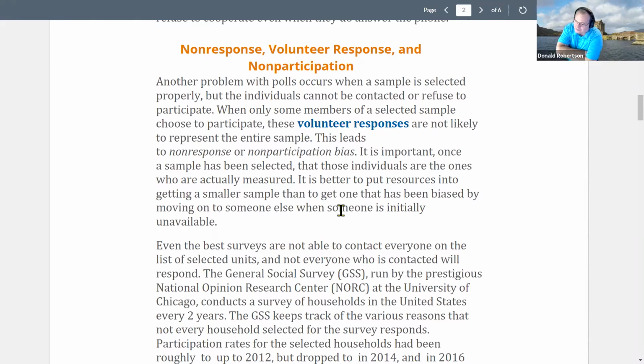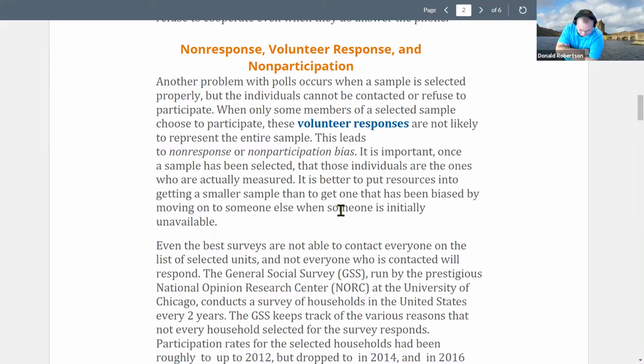Volunteer response. Isn't that the one where the guy on the radio says, if you believe in abortion, type this number. If you're against abortion, type that. Or if you turn up online and this little box appears, President Biden's going to give us all $10,000. Will you vote for him? Whatever. People, you know, that would be volunteering your response.